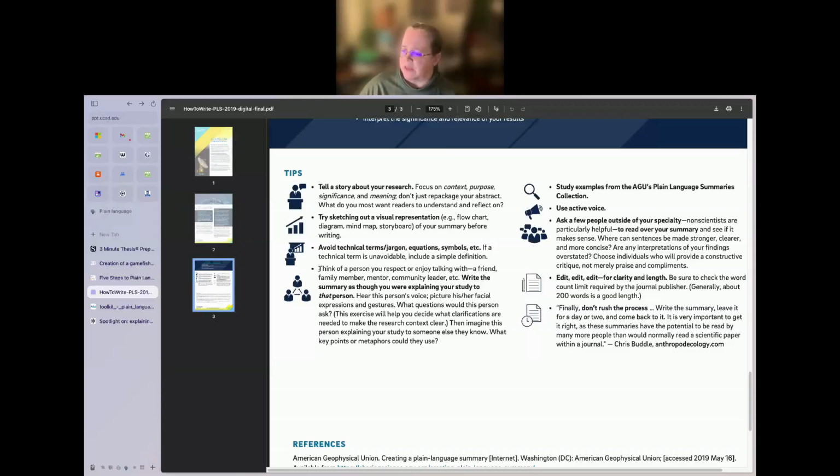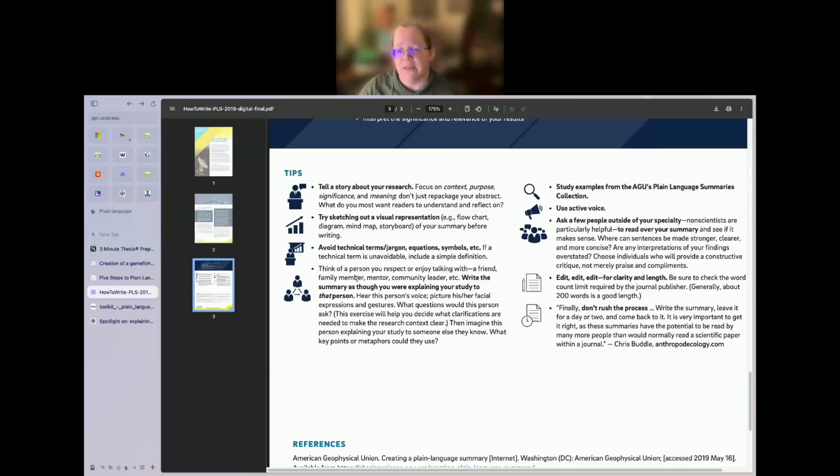And I definitely like this one. Think of a person you respect or enjoy talking to. Write the summary as though you were explaining your study to that person. So think of a person that you want to explain this to. Not your advisor, not your committee. Somebody who has not been involved in the research up until now.